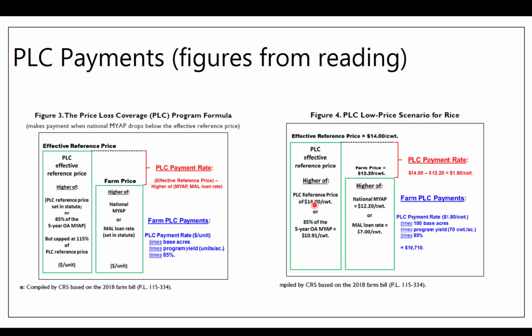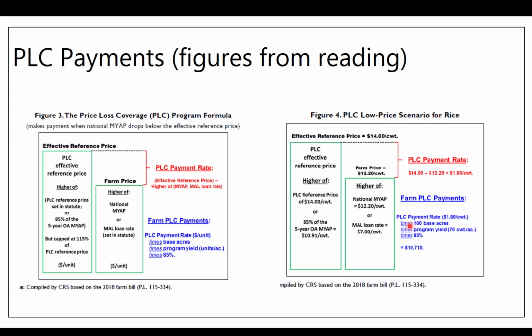The statute says $14. 85% of the 5-year Olympic average is just going to be $10.91. So that means we're going to use $14. It's the higher of those two. And since we're using that, we know we're not above the cap. The farm price is going to be $12.20. That's just an assumption, or a low price scenario that's being considered. And so the PLC payment rate through all this noise just ends up being 14 minus 12.20, $1.80 per hundredweight.